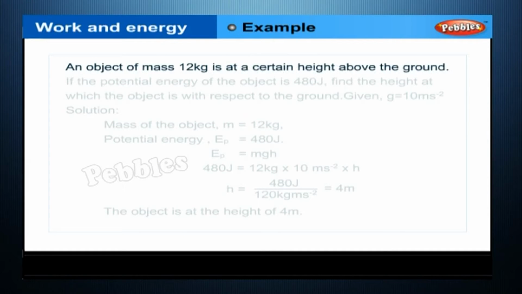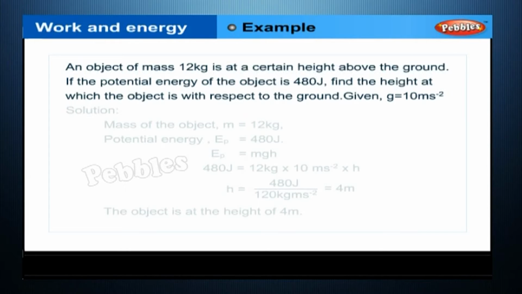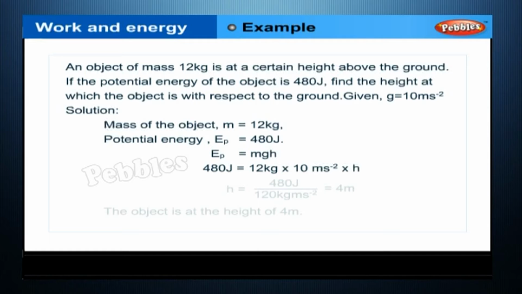An object of mass 12 kg is at a certain height above the ground. If the potential energy of the object is 480 joules, find the height at which the object is with respect to the ground, given g = 10 m s⁻². Solution: mass of the object m = 12 kg. Potential energy Ep = 480 joules. Ep = mgh. 480 joules = 12 kg × 10 m s⁻² × h. h = 480 joules / 120 kg m s⁻² = 4 m. The object is at the height of 4 m.